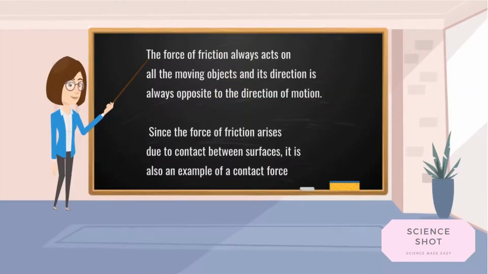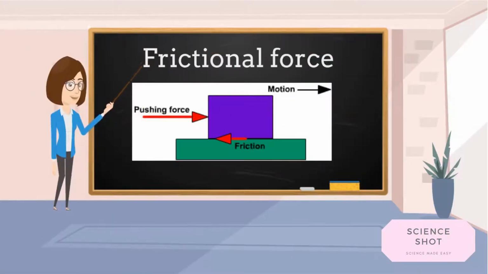The force of friction always acts on all the moving objects and its direction is always opposite to the direction of motion. Since the force of friction arises due to contact between surfaces, it is also an example of a contact force. What is frictional force? The object exerts a force on the surface and the surface in return exerts a force opposite to the direction of motion of the object. This force is called frictional force.